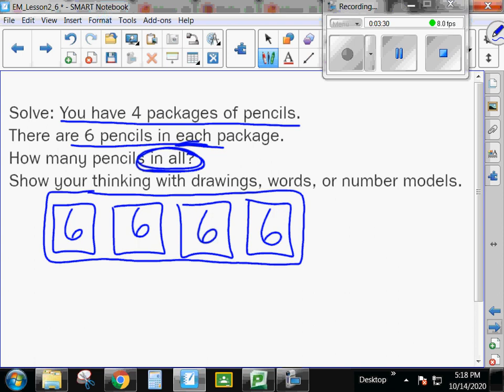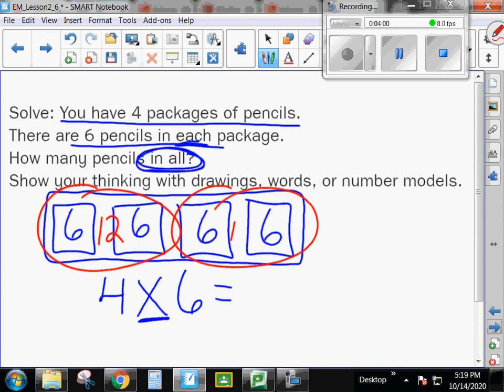All right, here's the number model you should have written. We have 4 groups of 6. Remember how we talked about that multiplication symbol? We can replace it with the words groups of. So we have 4 groups of 6. And now what does that equal? And so I can start, even if I don't know what 4 times 6 is yet, because I haven't memorized all of my multiplication facts, I can just add them up, right? And so I would add 6 plus 6 and get my 12, add another 6 plus 6 and get 12, and when I add 12 and 12, I get 24.